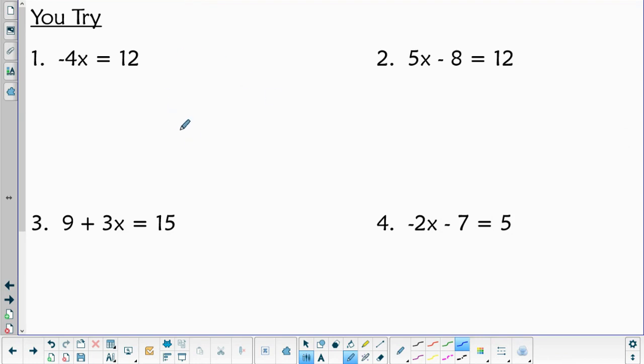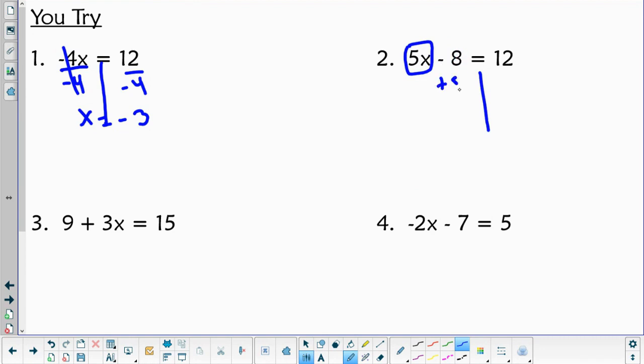All right, for number 1, this is a 1-step equation. So the only way to break up -4 and x is to divide by -4. Okay, so x equals -3. Number 2 is a 2-step equation. 5 and x are connected to each other, so we have to move the -8 first. The opposite or inverse of subtracting 8 would be to add 8. Okay, so we get 5x equals 20. And then the inverse of multiplication would be to divide. So x equals 4.